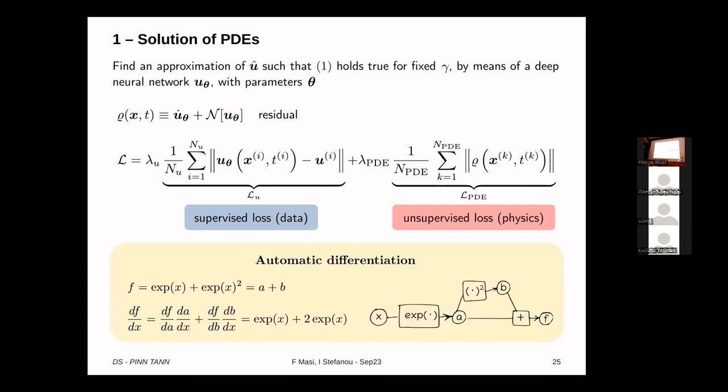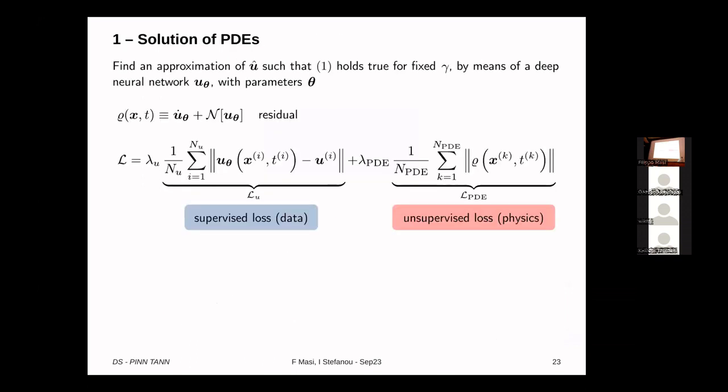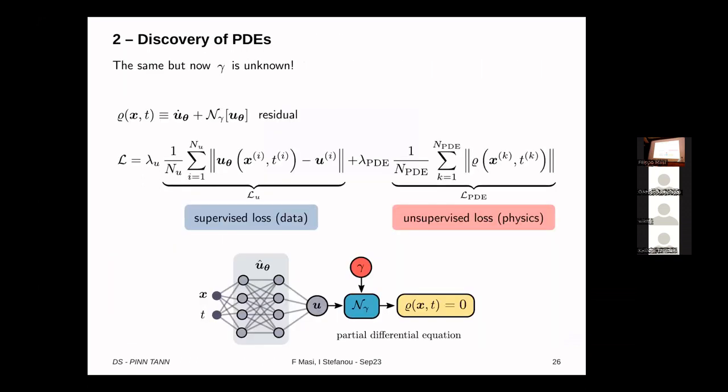For the discovery of PDEs, what changes is that if we go back, we have the gamma there that we fix in the solution of PDEs. So, we know the PDEs, we just want to learn how to solve it. Now the idea is that we don't necessarily know the PDEs, we would like to discover it, that is, we would like to find the parameter gamma. It actually goes exactly the same. What we will have is just an addition here, the gamma in red, which will be treated basically as a parameter of the neural network. So it would be requires_grad equal to true, and the neural network will be able to update also that gamma. Okay?